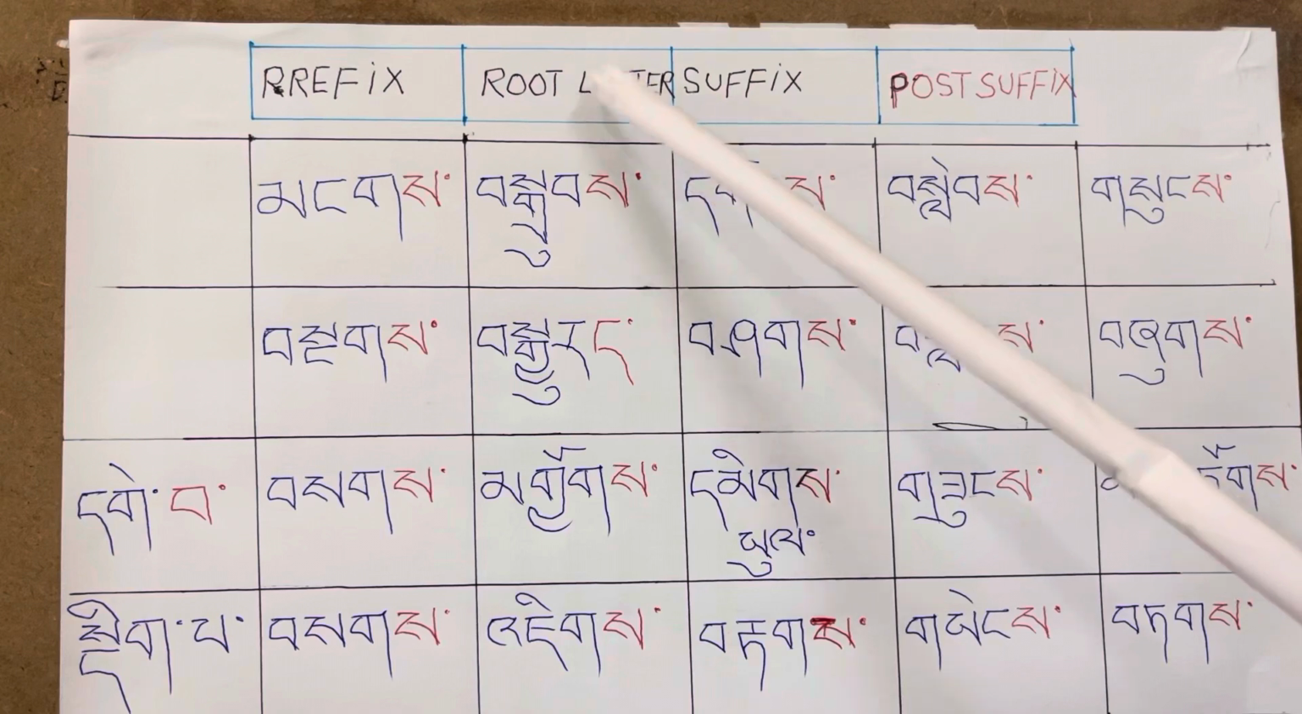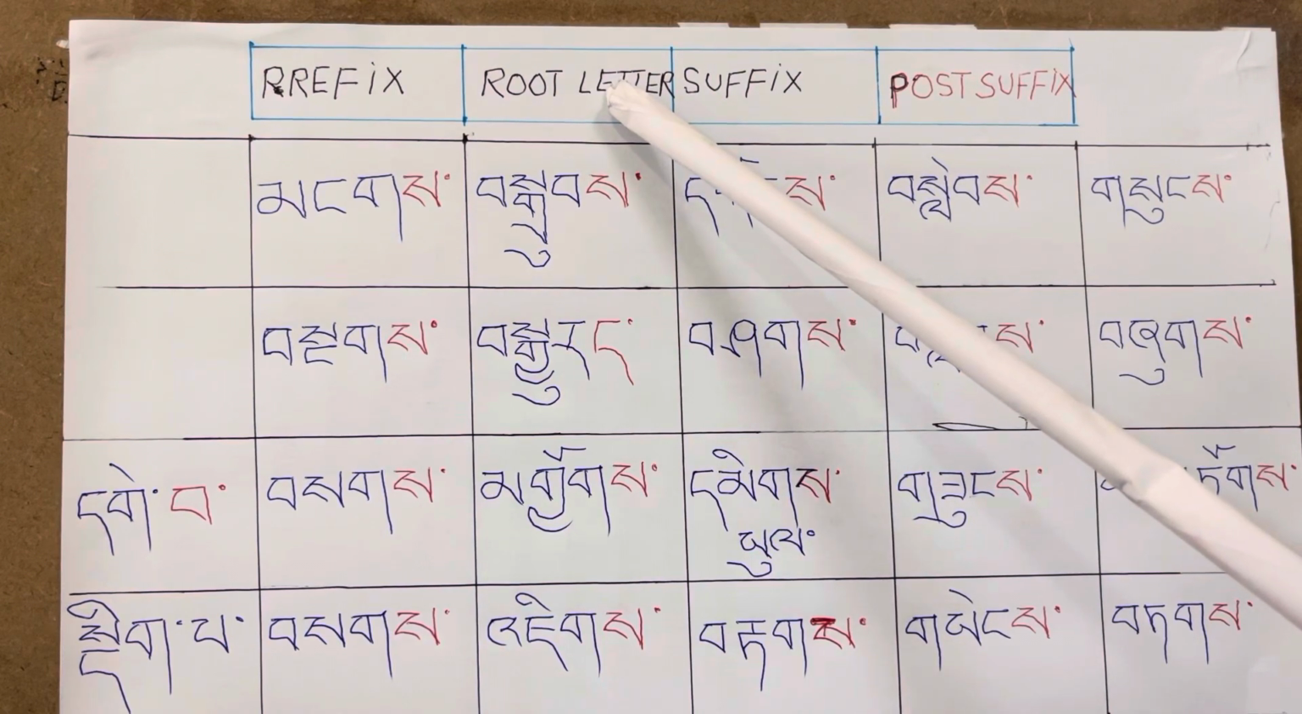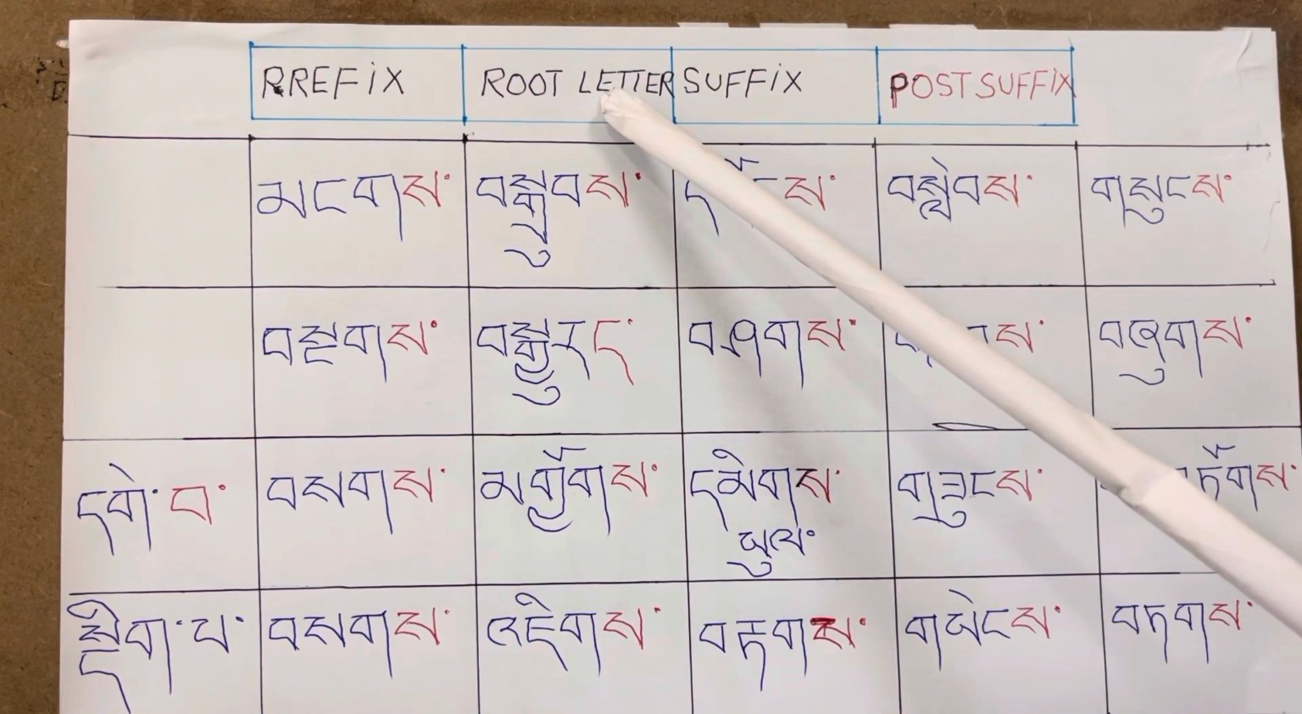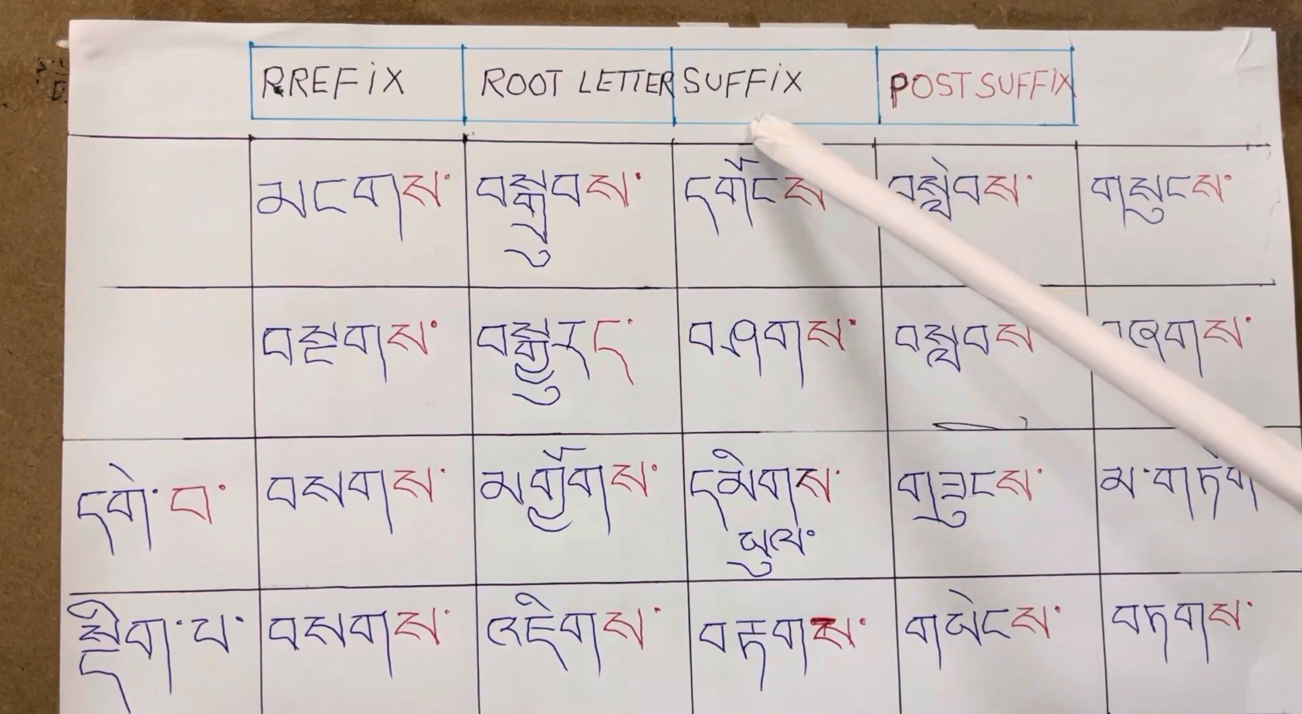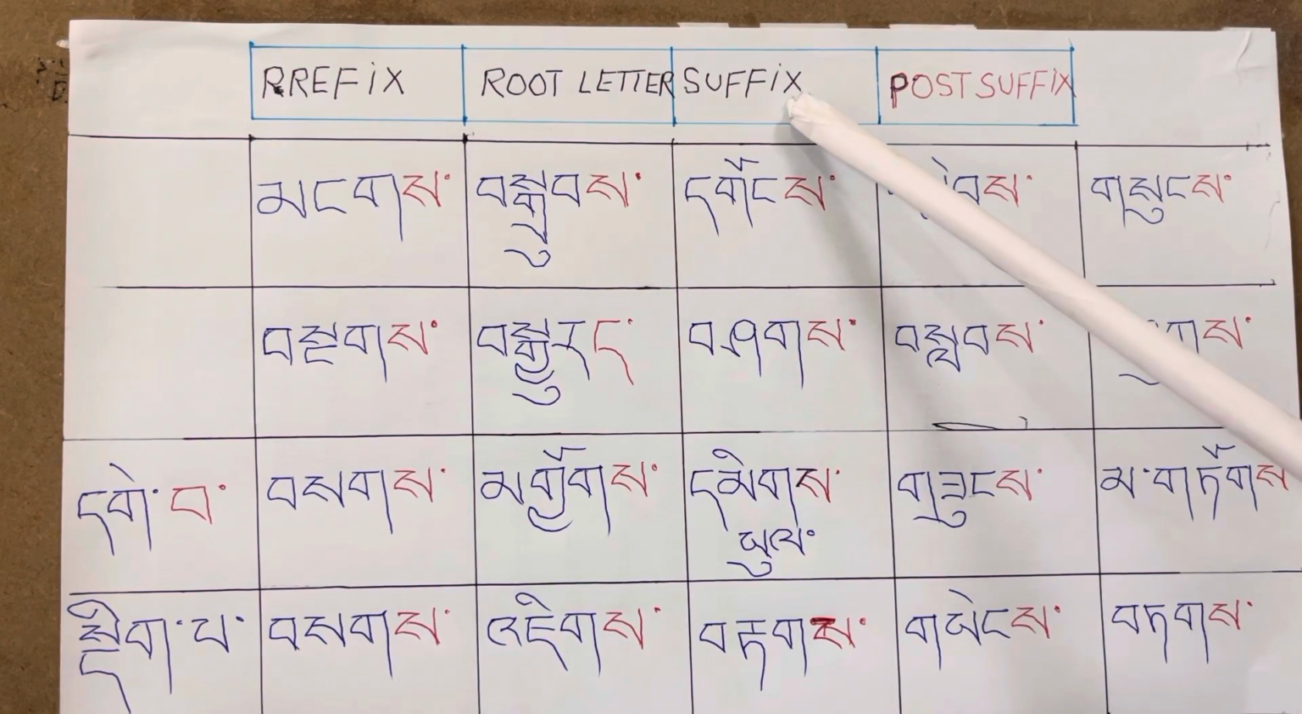The root letter is where your vowel is added, or where the superscript is added. That letter is called the root letter, and after it there are 10 suffixes. What are they? ga, nga, da, na, ba, ma, ha, ra, la, sa.